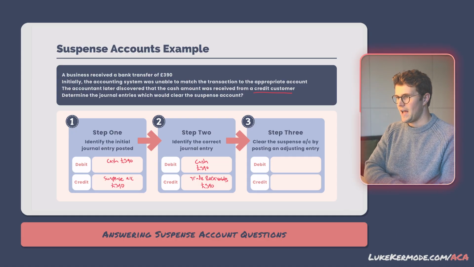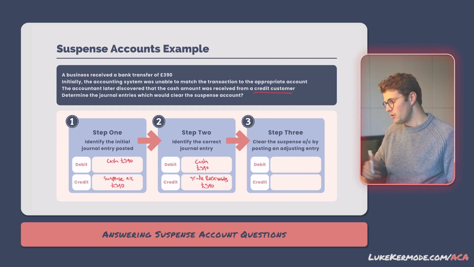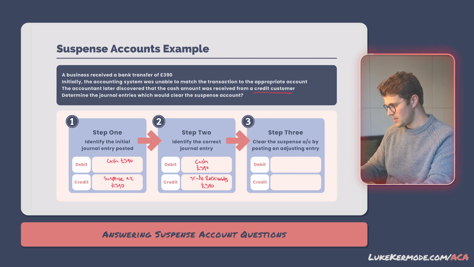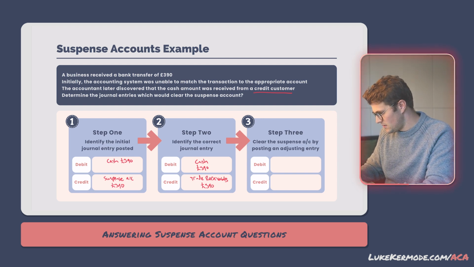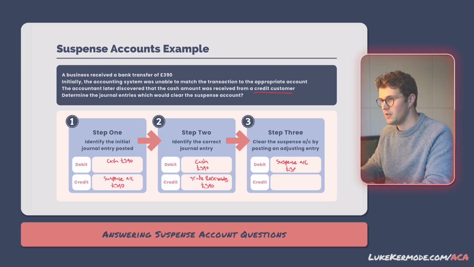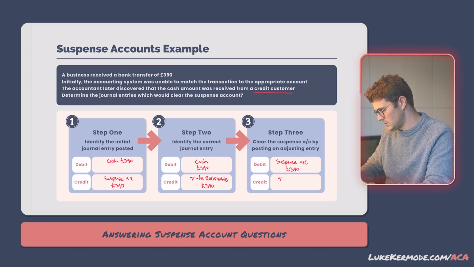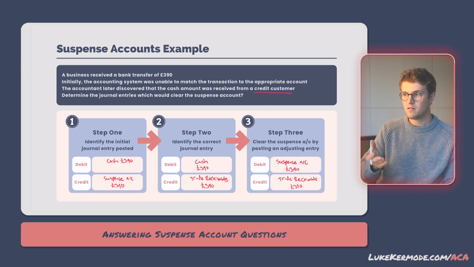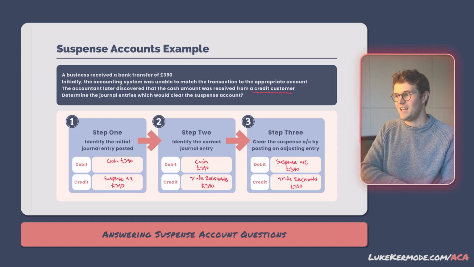Cool, so third and finally, to correct this suspense account entry and clear its balance down to 0, we need to post an adjusting journal entry. So we debit the suspense account by £390 and we credit trade receivables also by £390. And just like that, the suspense account balance is cleared back down to 0, which is exactly the outcome we wanted to achieve through this process.